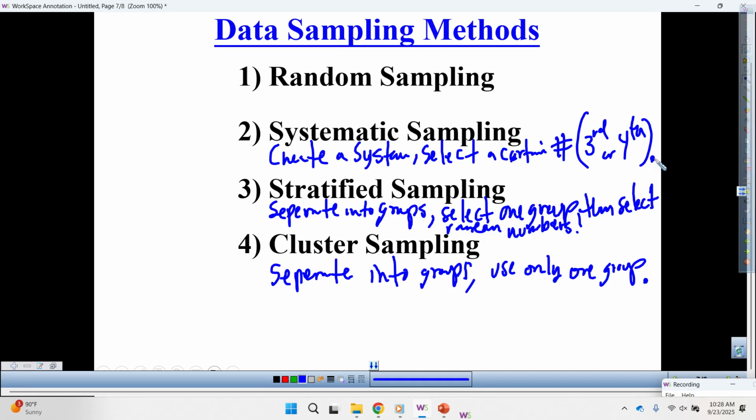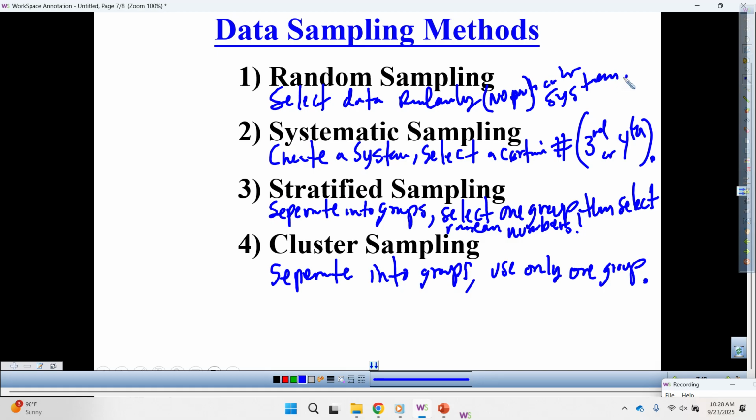All right, let's go with the last one, random sampling. Here it goes. Tell your neighbor what I'm doing. Just random. So this one is select data randomly. Randomly, parentheses, no particular system. Pretty straightforward, yes?